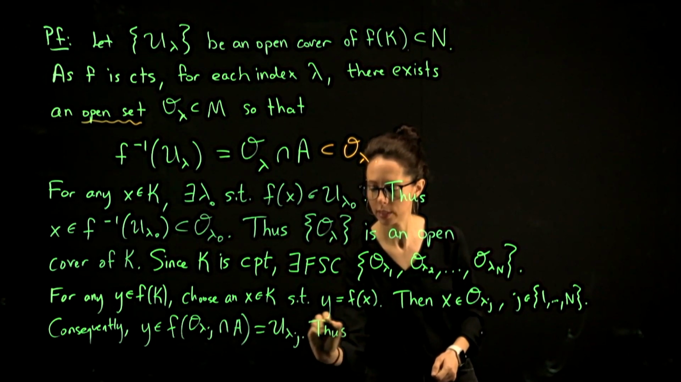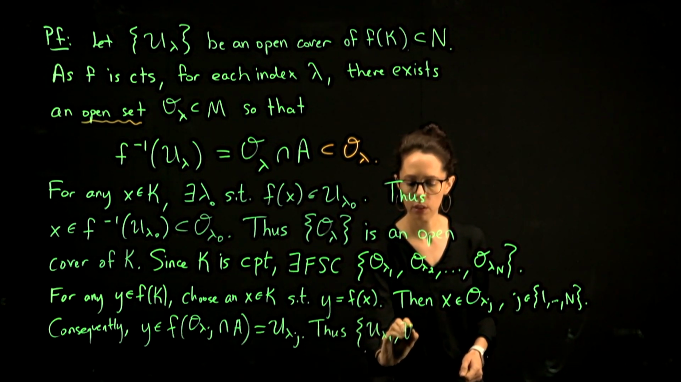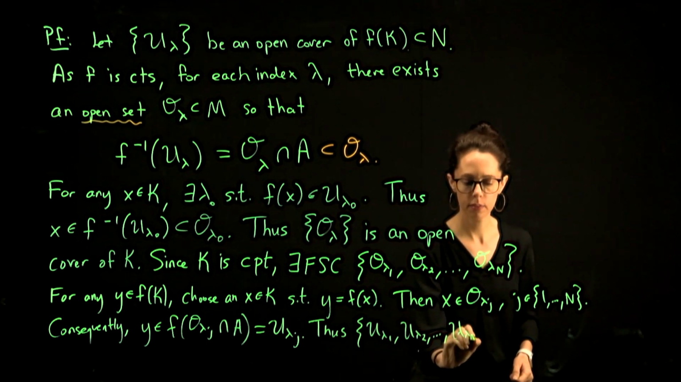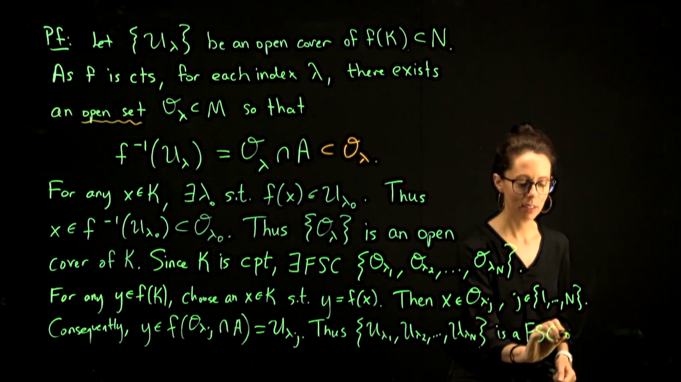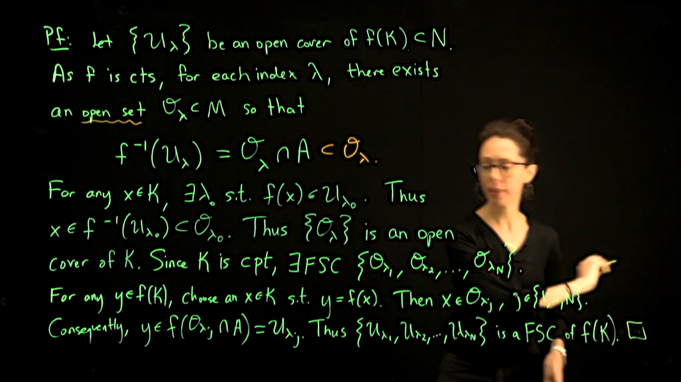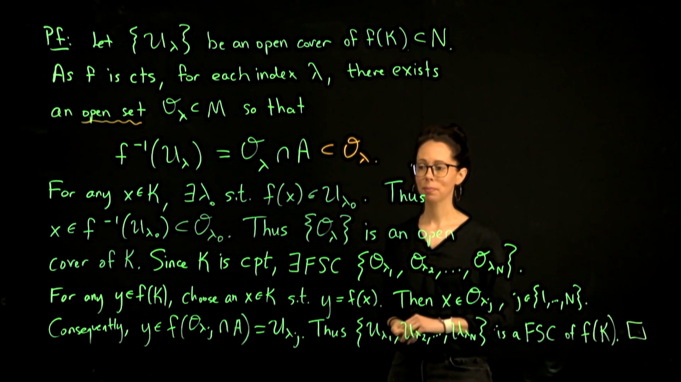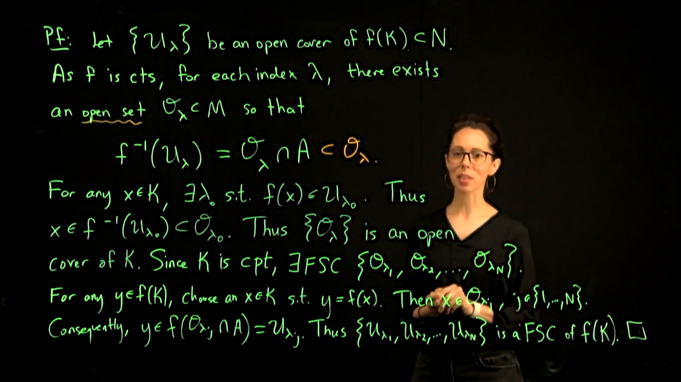Okay, let's see if I can squeeze this here. Thus, U lambda 1, U lambda 2, all the way through U lambda n is a finite subcover of f of k. And we have what we need now, so I will wrap it up there, but you might want to say, therefore, f of k is compact. All right, let me have you read through this, finish writing it, and then we will come through and summarize.